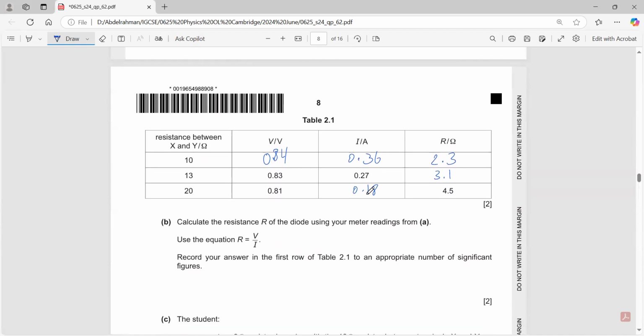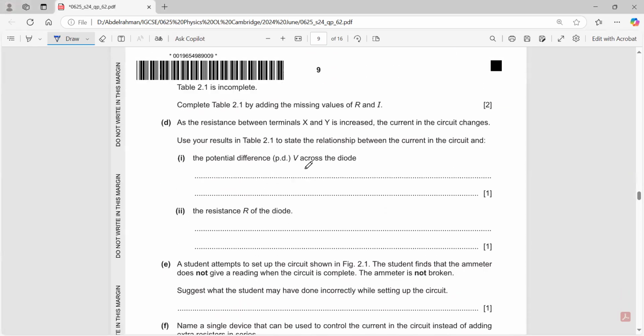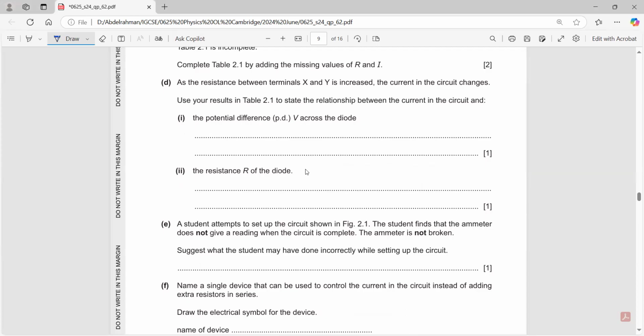As the current is now decreasing, the potential difference across the diode is what? It's almost constant, isn't it? It doesn't change that much, 0.84, 0.81. So the current decreases, but the potential difference is constant, right?